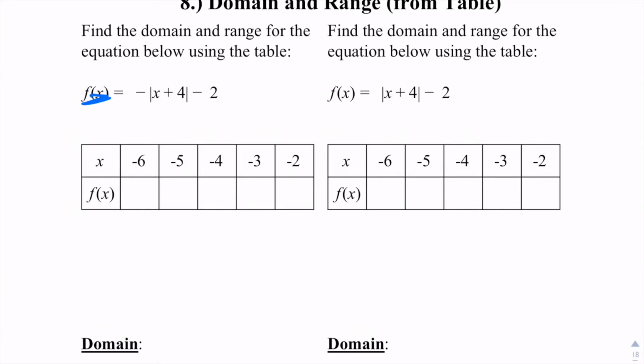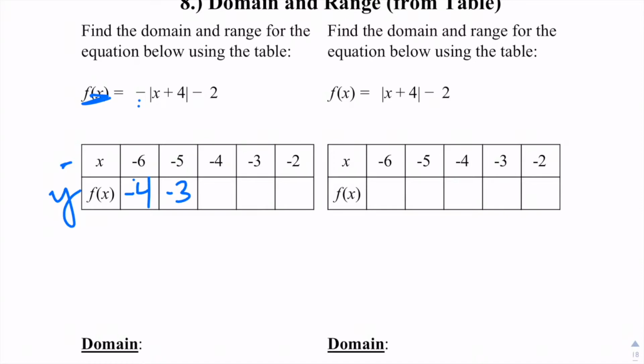We take our input values, which are our domain values, and we plug them in, and we get our y values. So if I plug input -6 in, I get -6 plus 4, which is -2. The absolute value of -2 is 2. And then I have this negative out here, so that makes that 2 a -2. So it's -2 minus 2, which equals -4. If I plug -5 in, I get -5 plus 4, which is -1. The absolute value of -1 is 1, and then this negative out here makes that 1 a -1. And it's -1 minus 2, which equals -3.